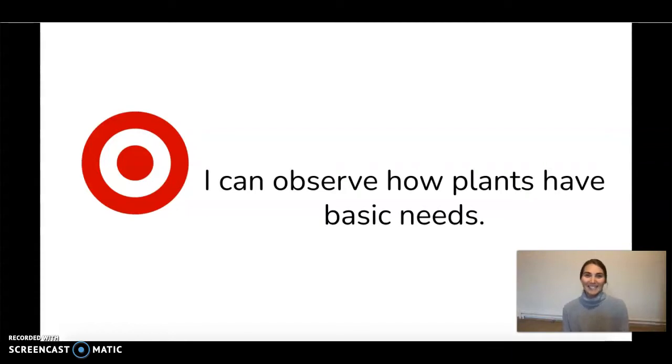Hello, first grade scientists. Our target skill for today is, I can observe how plants have basic needs. Do you know the basic needs of a plant?